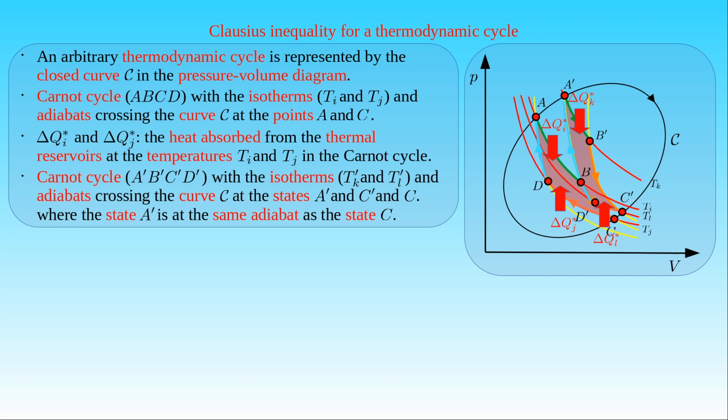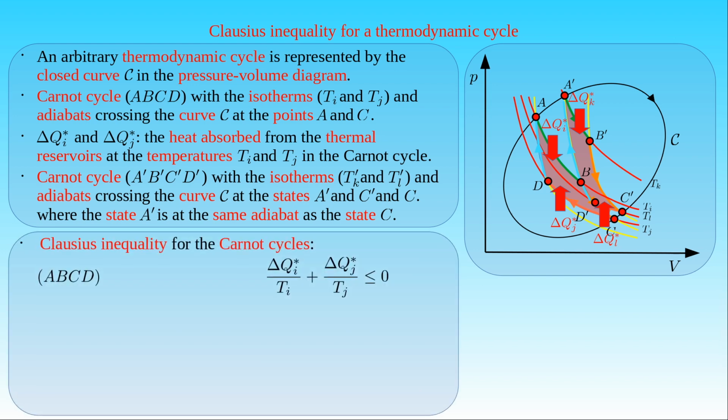We already derived Clausius inequality for Carnot cycles, and we can write that the ratio of the heat delta Q star I to the temperature Ti, plus the ratio of the heat delta Q star J to the temperature Tj must be less than or equal to 0 for the Carnot cycle between the states A, B, C and D. We have the same inequality for the second Carnot cycle as well, only the indices I and J must be replaced with the indices K and L.